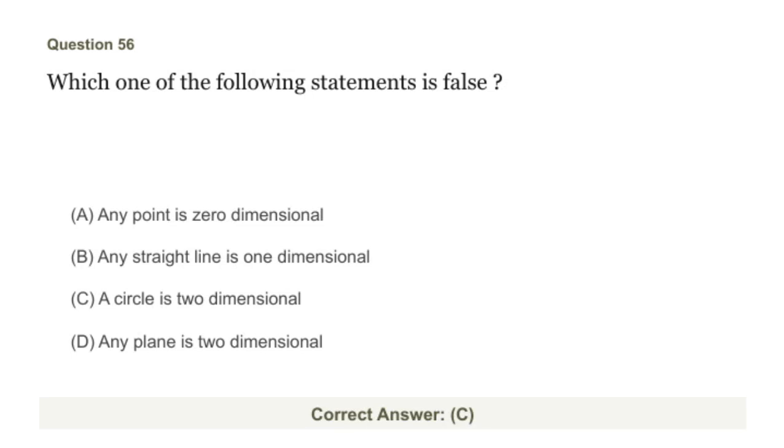All right, let's analyze the options here. The question asks us to identify which statement is false. Now, looking at option A, it says any point is zero-dimensional. That makes sense because a point has no length, width, or height, it's just a position. Moving to option B, any straight line is one-dimensional. Again, this is true because a line has length but no width or height.